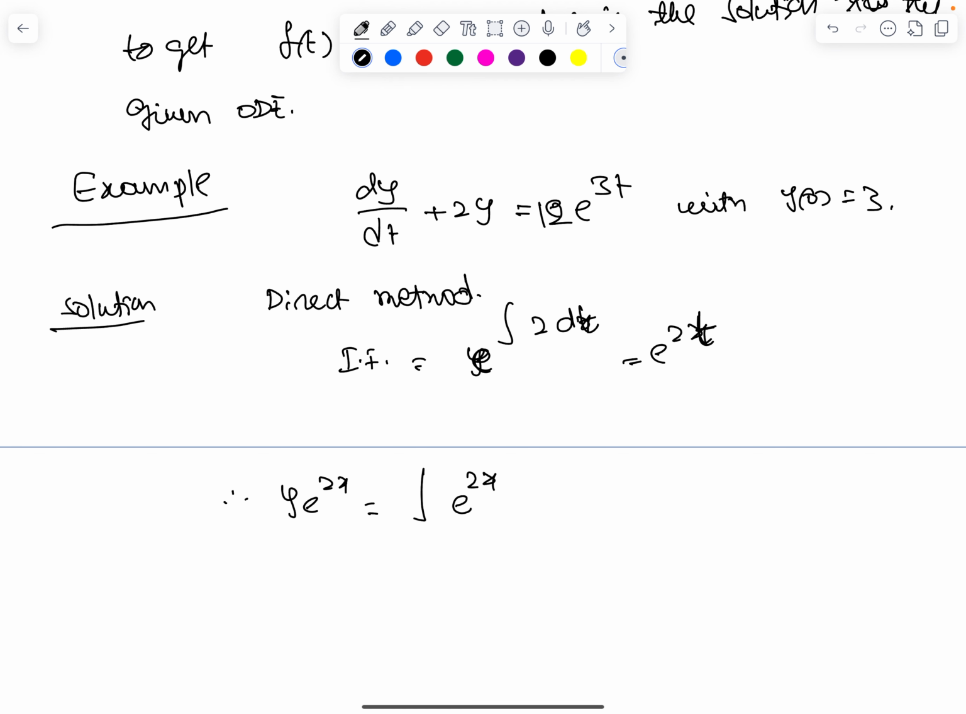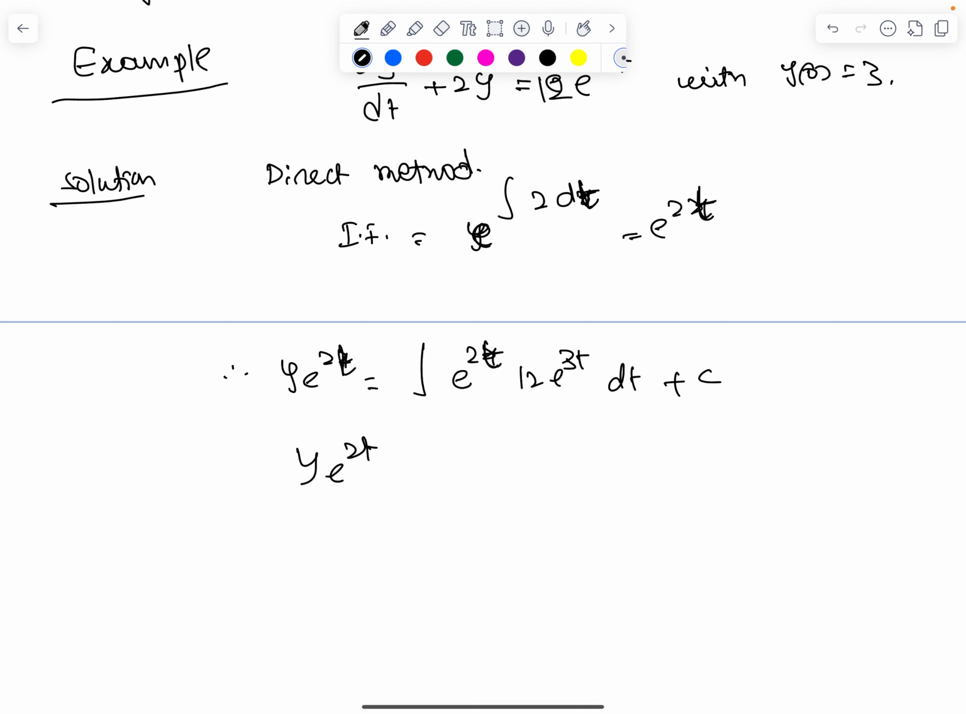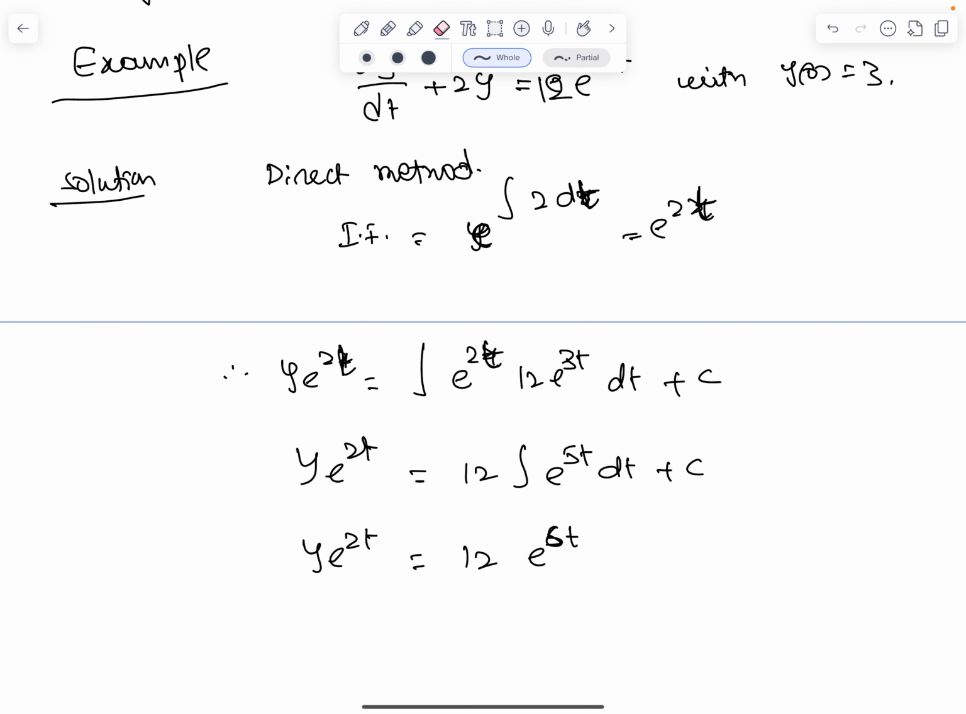T is the independent variable, therefore, it must be t. e power 2t, this is also e power 2t into 12 e power 3t dt plus c. So, that is y e power 2t is equal to 12 is constant, e power 5t dt plus c. Therefore, y e power 2t is equal to 12 e power 5t divided by 5 plus c.